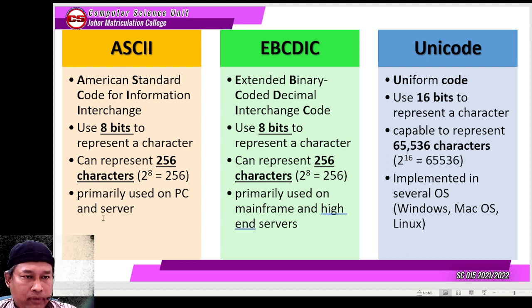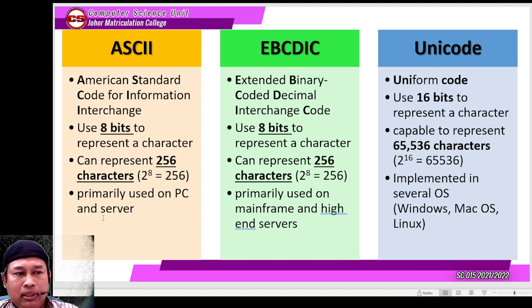And number 2 is EBCDIC. It stands for Extended Binary Coded Decimal Interchange Code. This is the same as ASCII, using 8 bits to represent a character. It can represent 256 characters. It is the same but used in a mainframe. ASCII is used in your personal computers and servers, and EBCDIC is used in mainframes and higher end servers. That means mainframes or supercomputers.